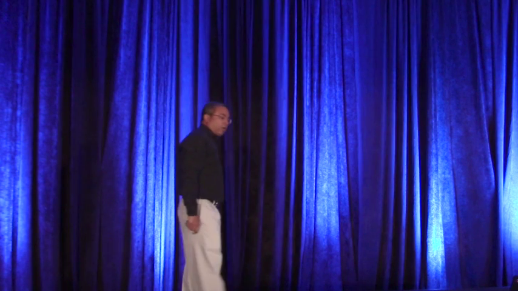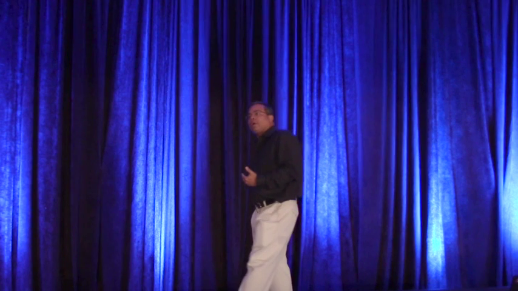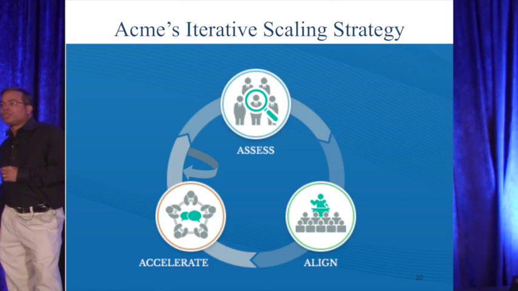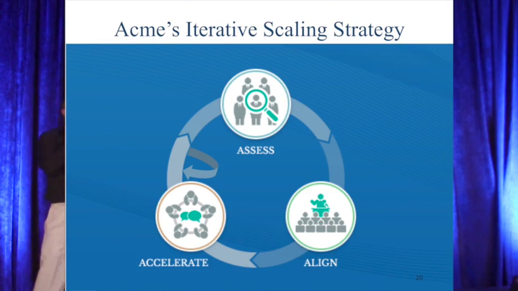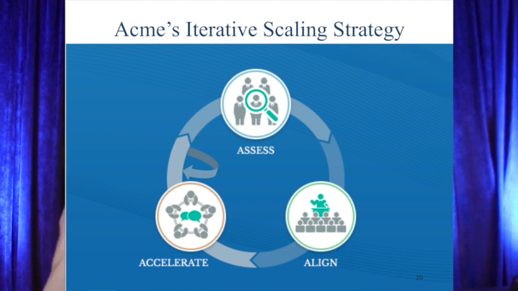So they say, okay, all of this looks good, but as we go forward, we want to apply the Agile way of test and learn, inspect and adapt to our rollout as well. So Acme Corporation is going to follow an iterative scaling strategy. In their strategy, they say, we will assess, kind of benchmark where we are, then we'll align, start some pilot projects, run those for some time, and if those pilots start to prove successful, then we'll accelerate. So assess, align, accelerate, and they'll do this over and over again.